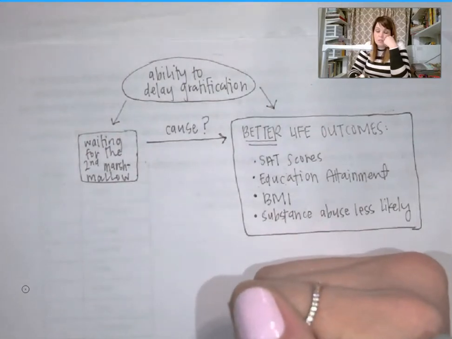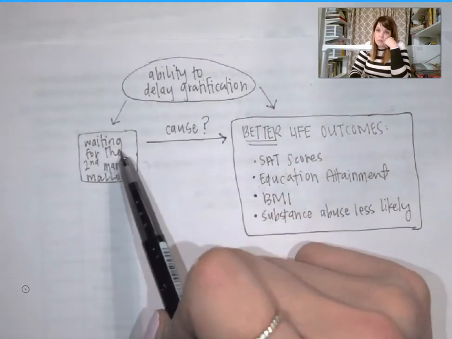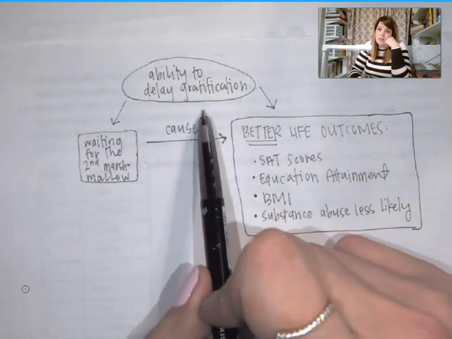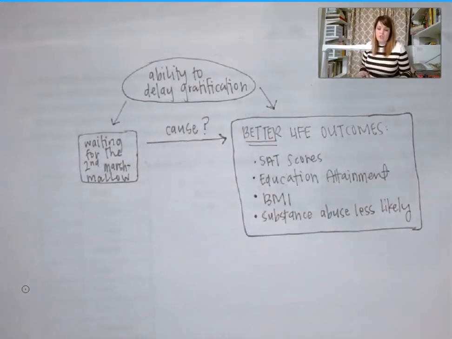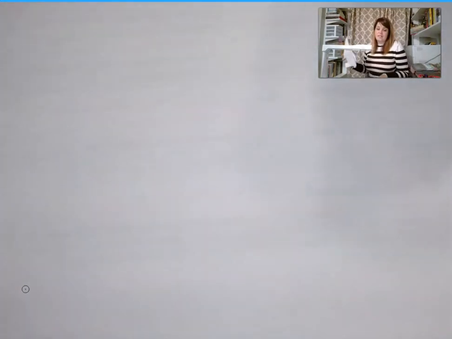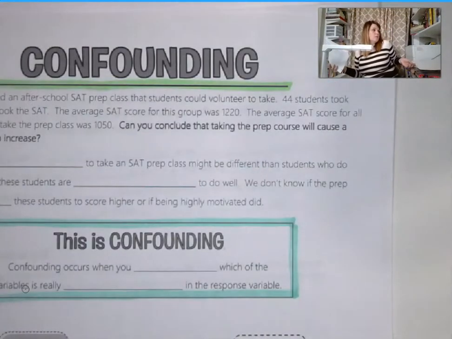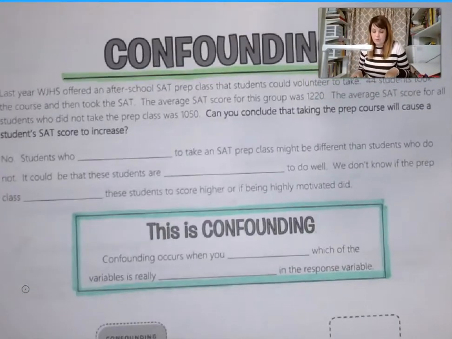in the observational study. This is why random assignment is so important, because you could have these other variables that you're not considering that's really causing the change. This is the idea of confounding. So this leads us into the second page of our notes, which is confounding. So we're going to look at confounding through an example.